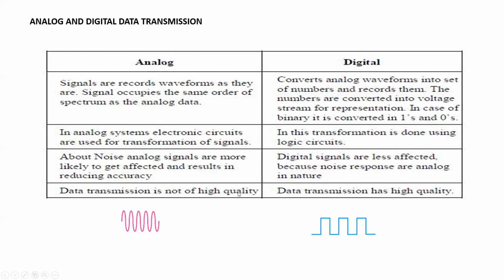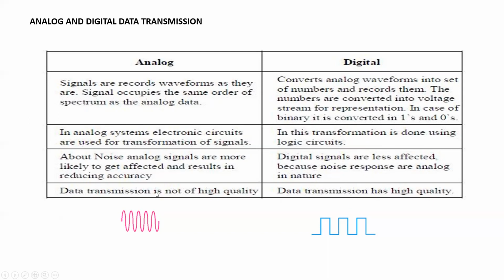I think we all know analog signals are in waveforms. Digital means the 0 1 form. Electronic circuits are used here, that is, logic circuits are used. Next, noise: analog signals are more likely to get affected. There is much more noise, or the signals are not clear. Here the digital signals are less affected, so there is less noise.